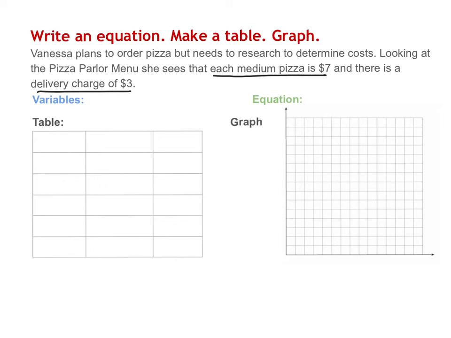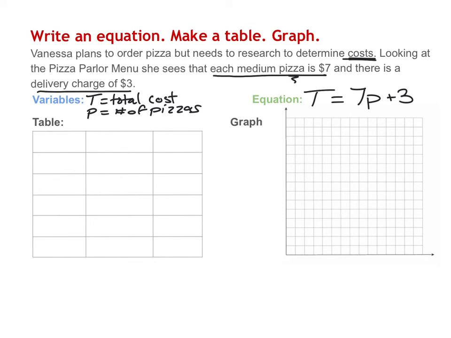So it looks like we have to determine our cost. Our outcome would be T, our total cost. And our cost, it looks like, depends on the number of pizzas she buys. So the number of pizzas, those are the definitions of our variables. So to find the total cost, she would be doing $7 for every one pizza she buys, plus that $3 delivery fee.